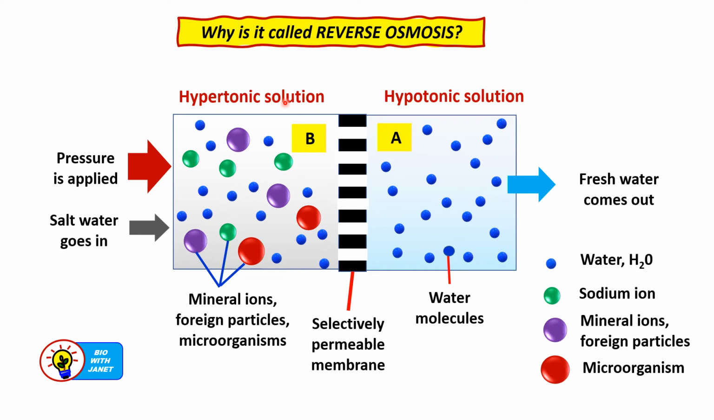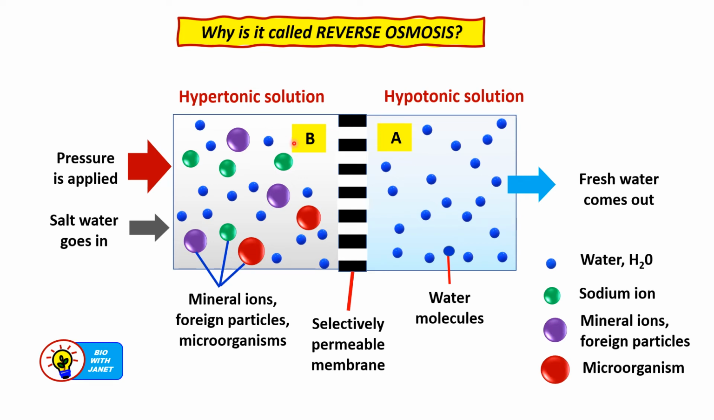All right? That is our osmosis rule. Water always diffuses naturally from the hypotonic solution to the hypertonic solution. All right? From the region of higher water potential or higher concentration of water to the region of lower water potential or lower concentration of water, from A to B.